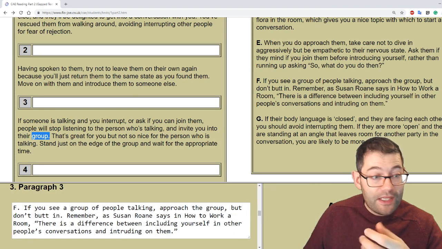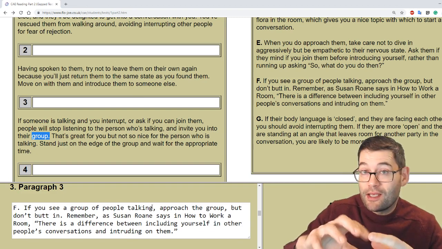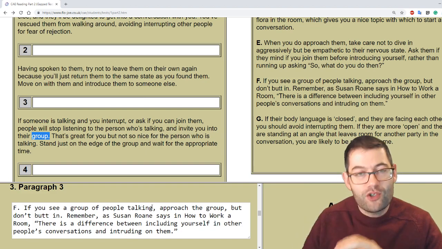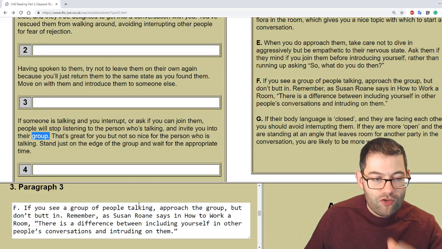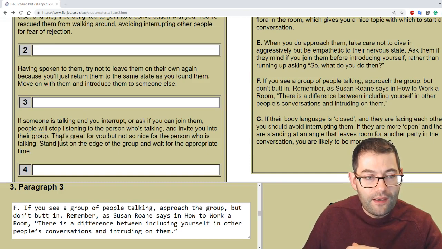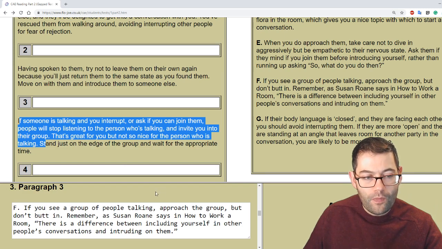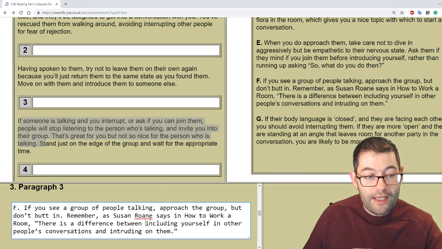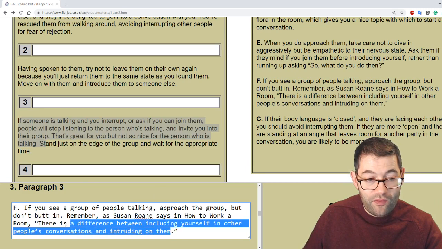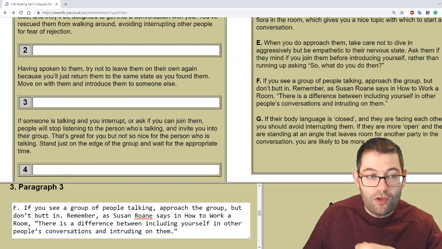And indeed, we can see that in F, because F says if you see a group of people talking, approach the group. So F is actually the change in direction in the story. It introduces the idea of talking to people in the group, which fits into the text, particularly the text following the gap. And indeed, it tells you in here there's a difference between including yourself in other people's conversations and intruding on them. So this fits into the narrative about how to get into a group conversation.